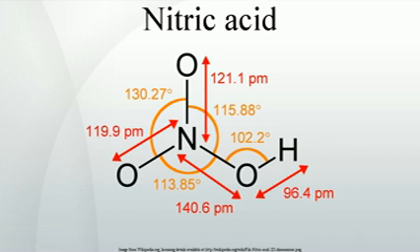The pure compound is colorless, but older samples tend to acquire a yellow cast due to decomposition into oxides of nitrogen and water. Most commercially available nitric acid has a concentration of 68%. When the solution contains more than 86% HNO3, it is referred to as fuming nitric acid.